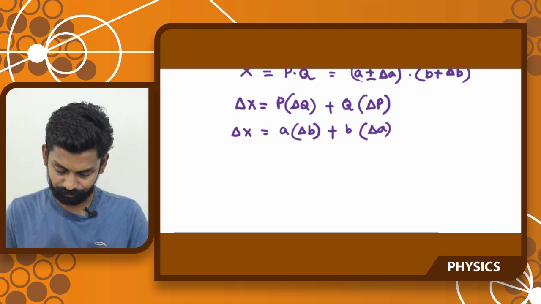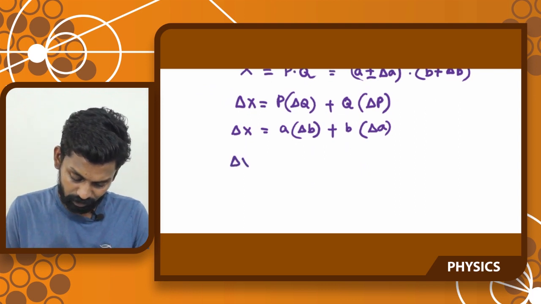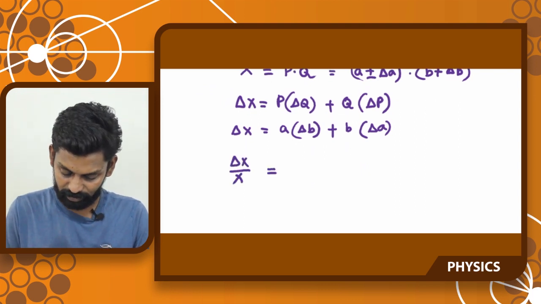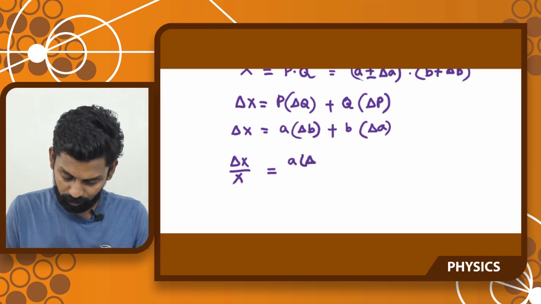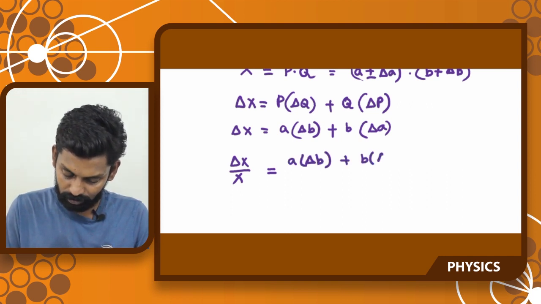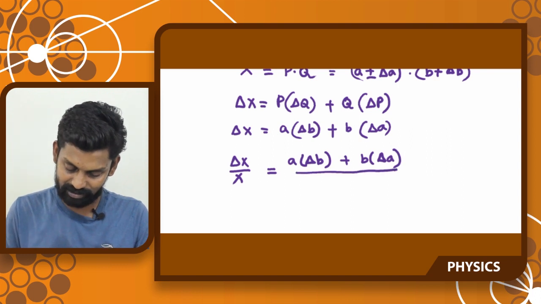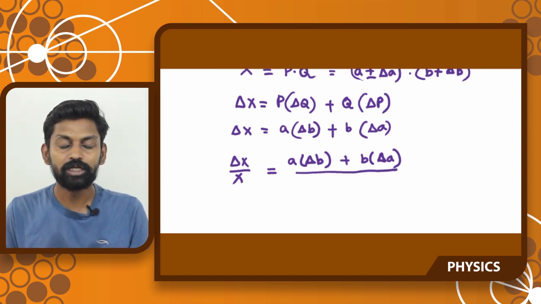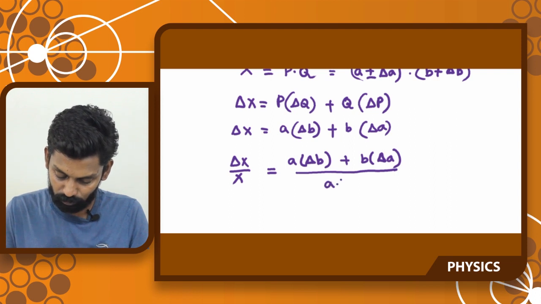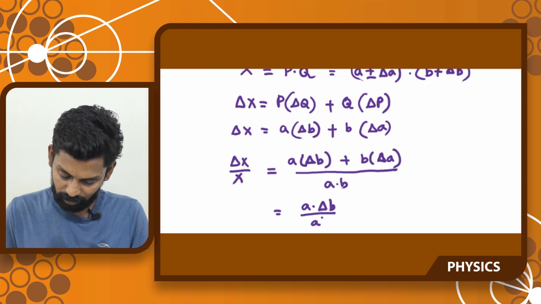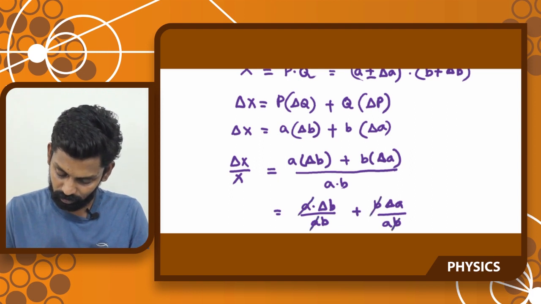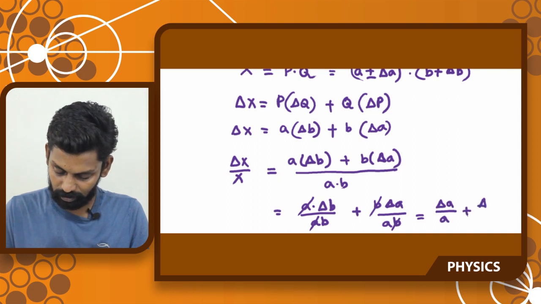So, from this, if I divide delta x by x, then we get it as A into delta B plus B into delta A divided by x. X is nothing but the product of P and Q. The product of their true values is equal to AB. So, this is equal to A into delta B divided by AB plus B into delta A divided by AB. So, cancelling the common terms in the numerator and denominator, we get delta A by A plus delta B by B.